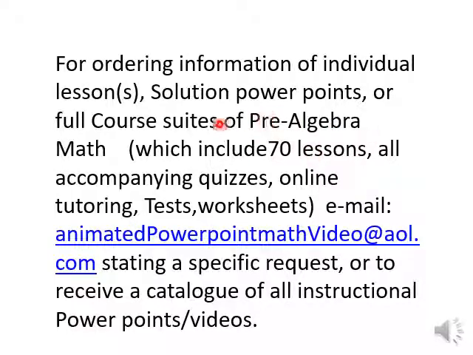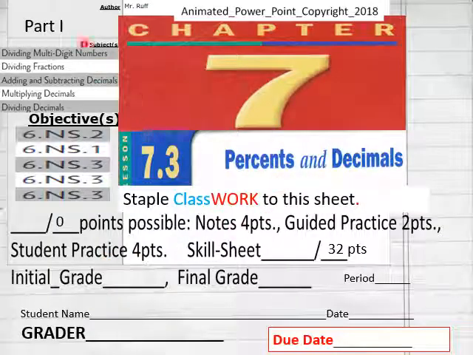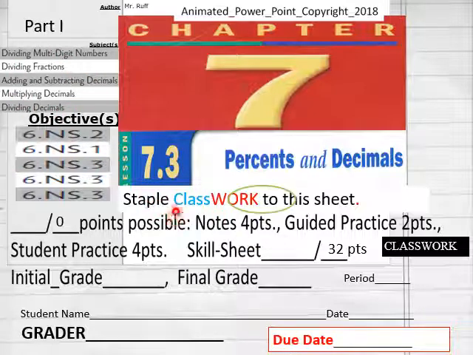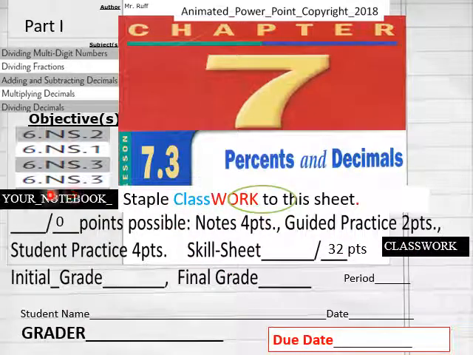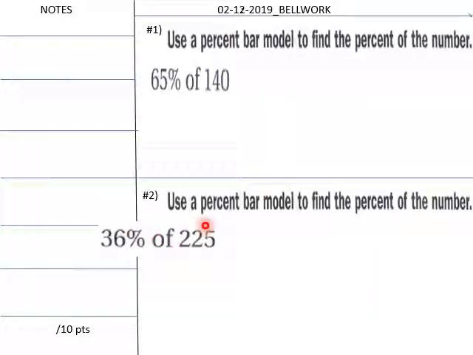Okay, everybody, Pre-Algebra Math, Lesson 7.3, Part 1 today. Part 2 and Part 3 are available here. Here are our objectives and the standards for this lesson. And we have a 32-point skill sheet for classwork, and no points for notebook taking.